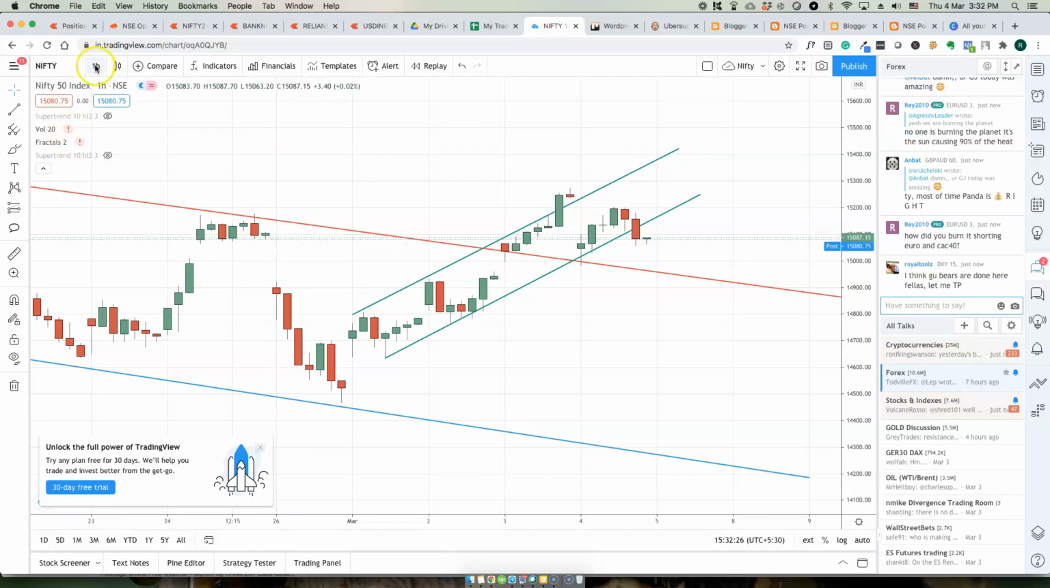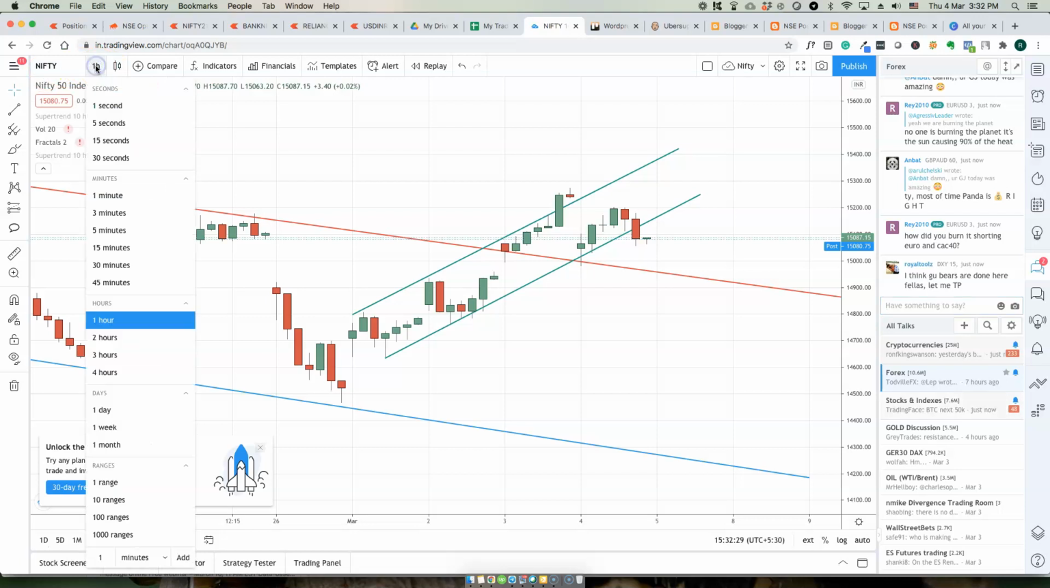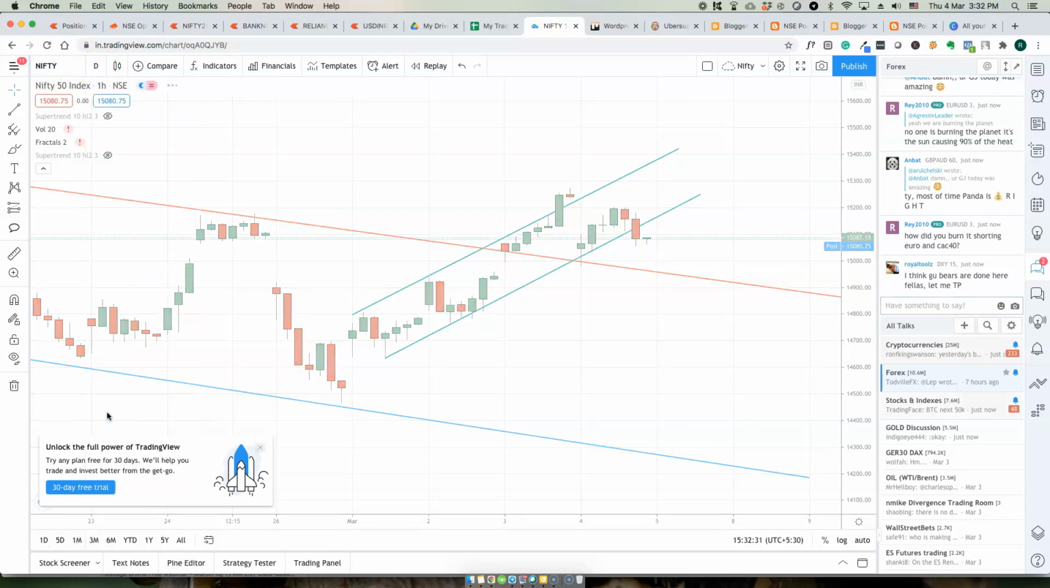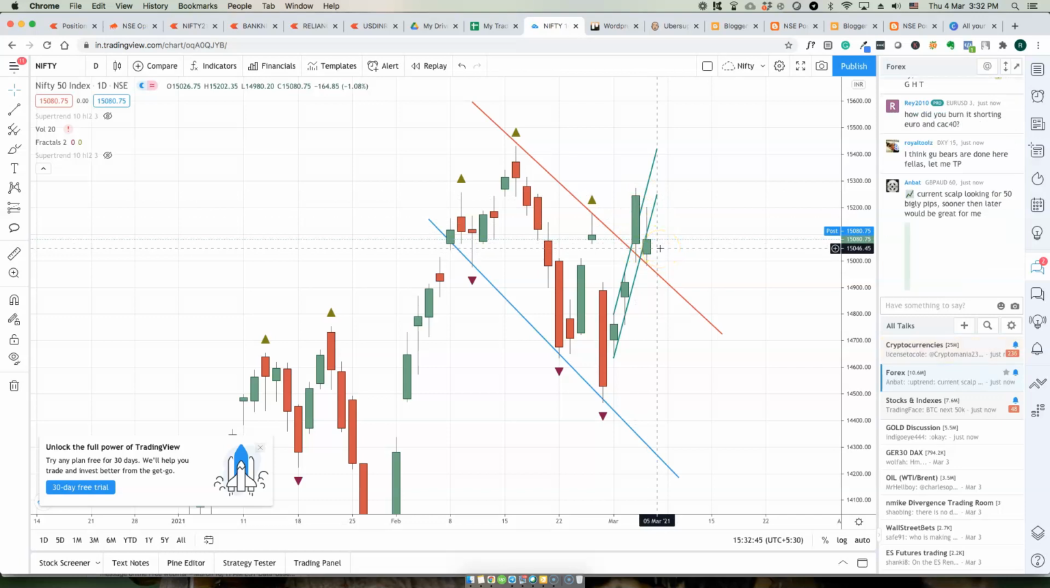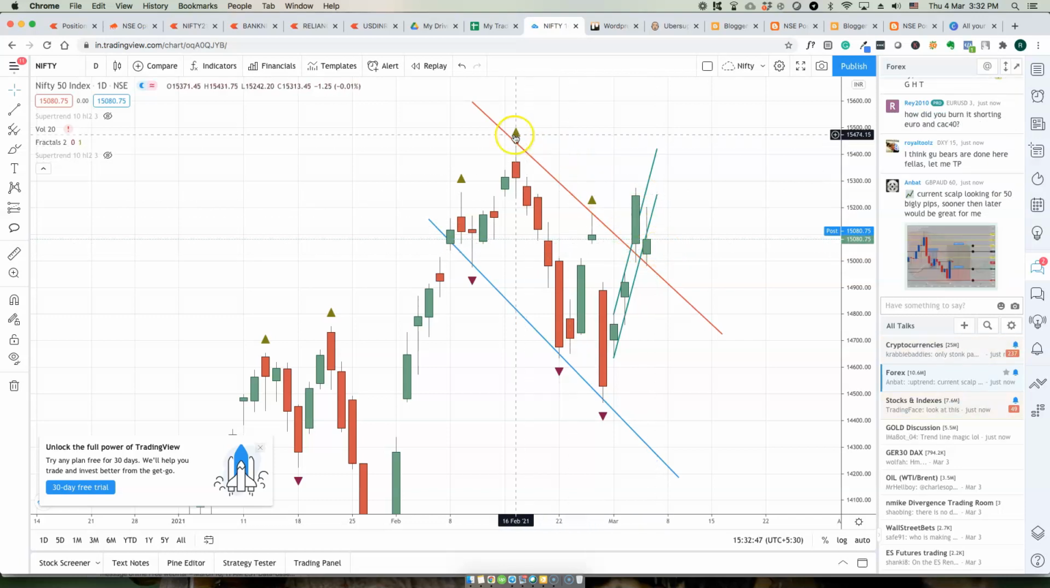So first, this is the Nifty chart. Let's go to the daily candles. So this is the daily candles. We don't have any fractals formed. We have two positive candles here, one long candle and one short candle that formed today. So the trend lines are the same for Nifty for the daily part.